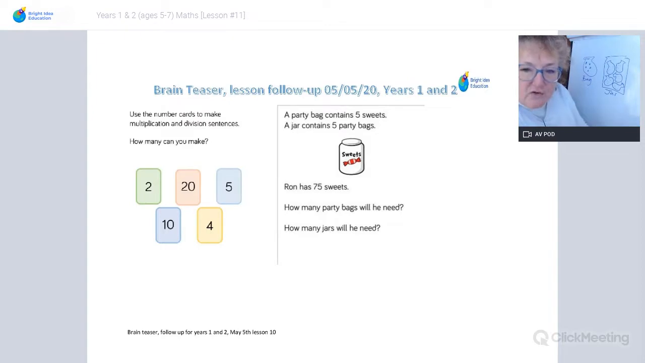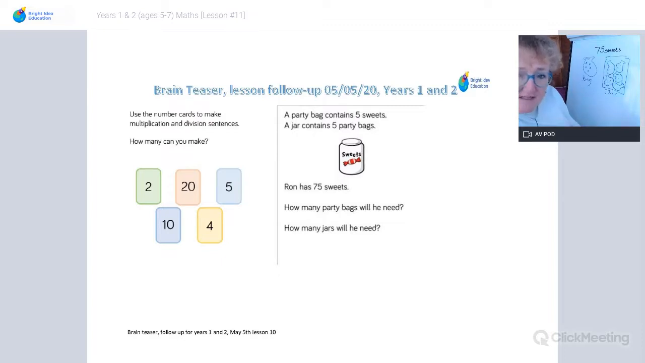Okay, let's draw it. So Ron has 75 sweets. Some people are already working on it. Remember, this is a year 1 and 2 lesson, so I'm going to take things really clearly through the question. If you're not in year 1 or year 2, then make sure you stay on and join the other lessons. But this lesson is for year 1 and year 2. So there's our bag with 5 sweets in it, and our jar with 5 bags in it. It says, how many party bags will you need? He's got 75 sweets and he can put 5 in each bag. So how many groups of 5 can he make from 75?